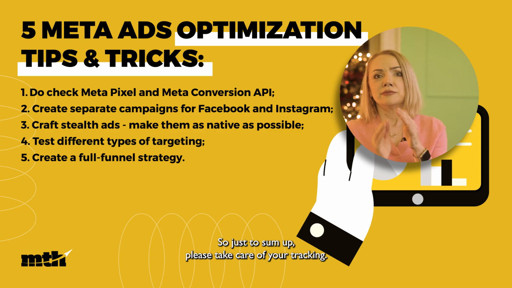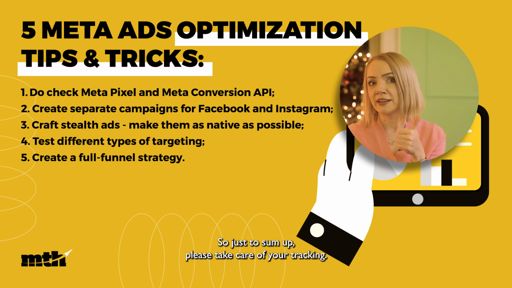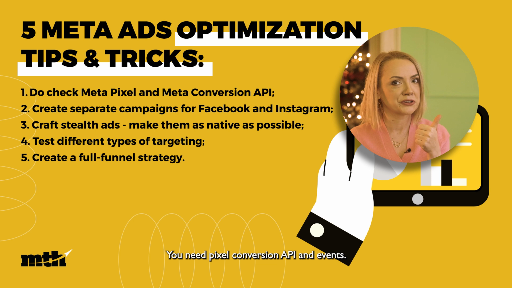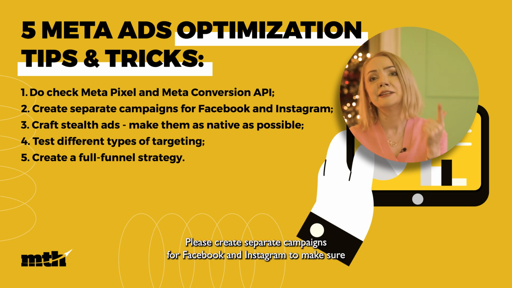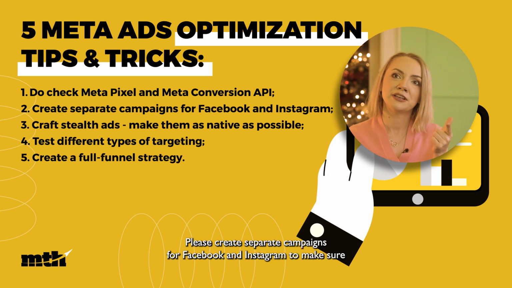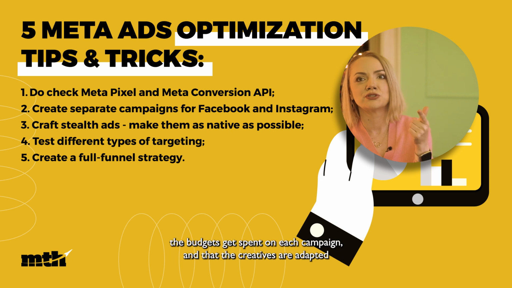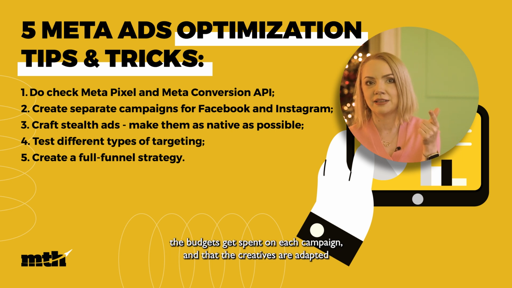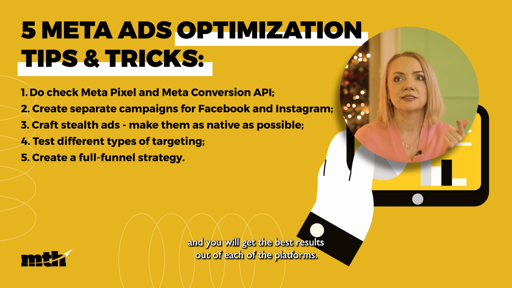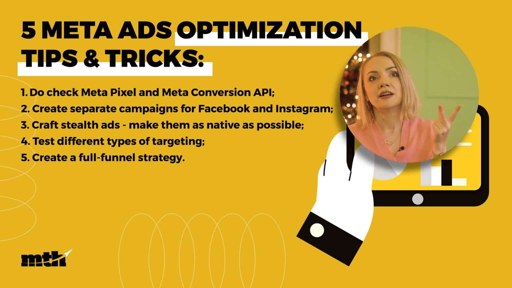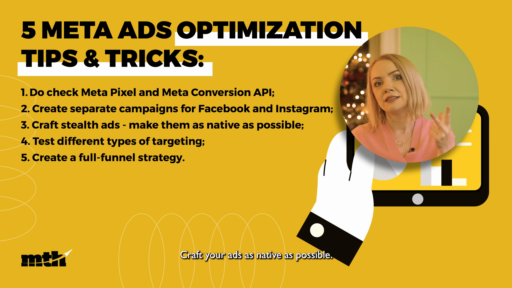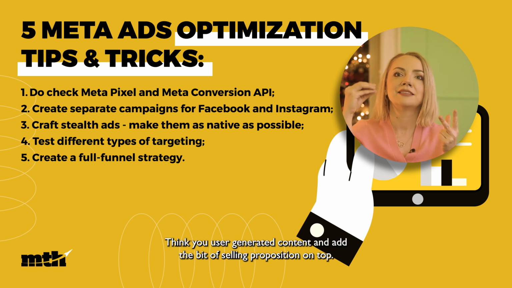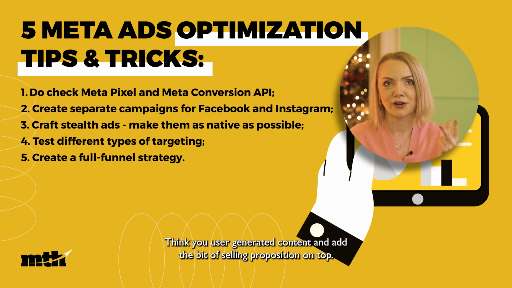Okay, guys, so just to sum up, please take care of your tracking. I can't emphasize this enough. You need Pixel, Conversion API, and events. Please create separate campaigns for Facebook and Instagram to make sure the budgets get spent on each campaign and that the creatives are adapted, and you will get the best results out of each of the platforms. Craft your ads as native as possible. Think user-generated content and add a bit of selling proposition on top.